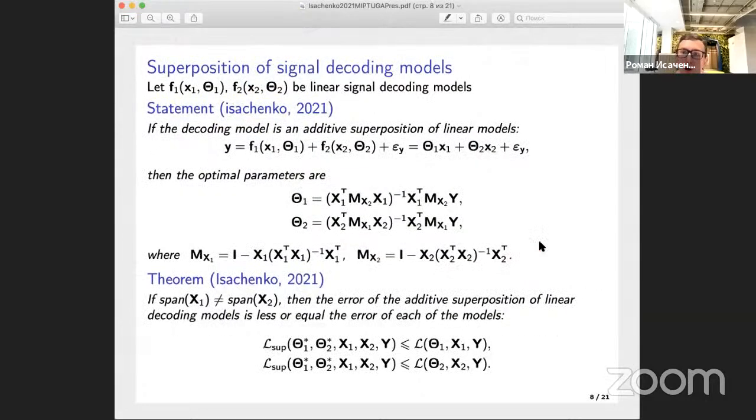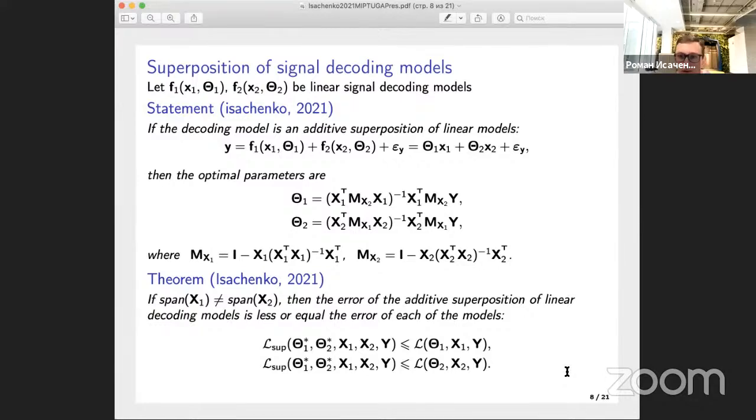To build the model selection procedure, let's consider the case of an additive superposition of decoding models. The overall decoding model is the sum of two separate models. And the goal is to obtain an algorithm that answers the question about the need to include a specific model in the general superposition. We have proved the statement about optimal parameters of each of the models in the superposition. And also we have proved the theorem on the optimality of the model superposition over each particular decoding model.